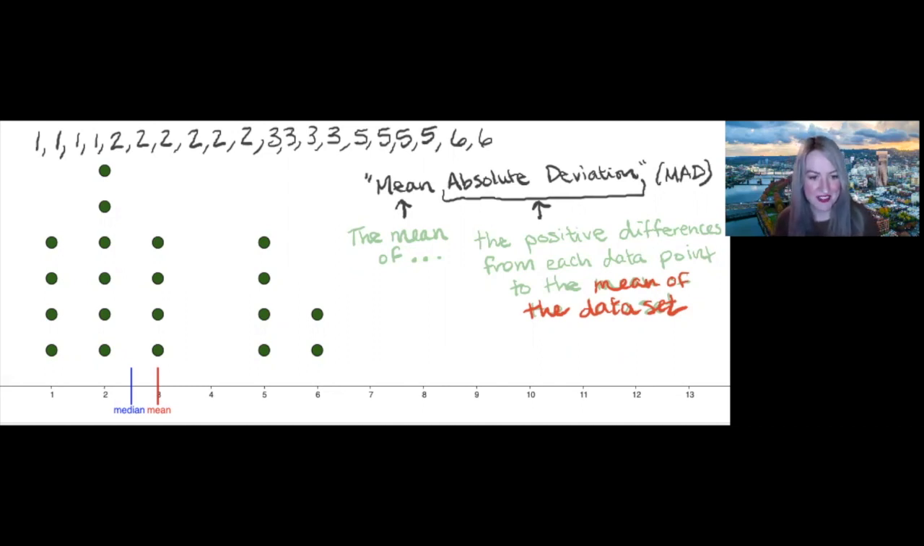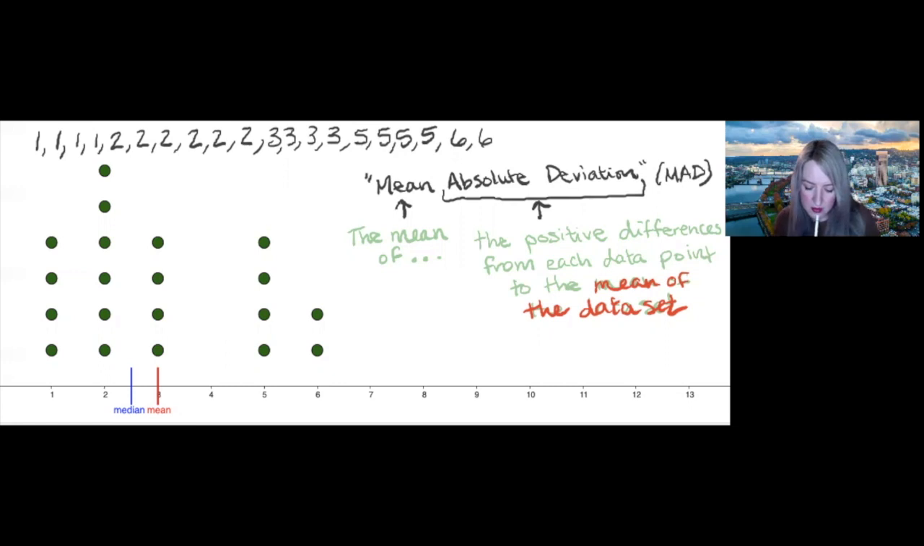Okay, so let's look at this. We have our data set listed out at the top of the screen, and then we have a dot plot of our data set. And we have the median and the mean highlighted on the dot plot. For now, we're going to leave the median alone. The MAD has to do with the mean, and the distances from the mean. So just ignore that blue median for now, sitting there at 2.5. We are going to focus on the mean, which is exactly 3 for this data set.